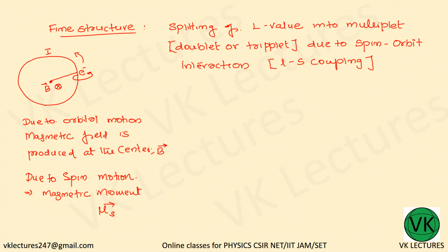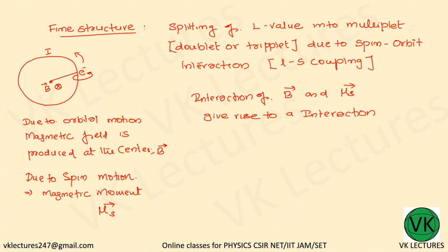Now the interaction of the magnetic field B and mu s, the magnetic moment mu s, gives rise to an interaction potential, and that interaction potential energy is given by minus mu s dot B bar, and the value of mu s is equal to minus g s e by 2m into s.